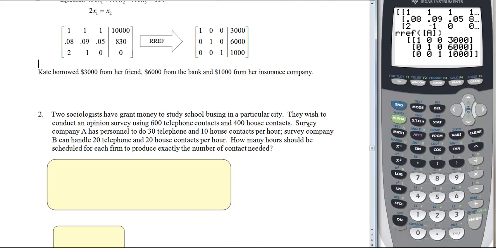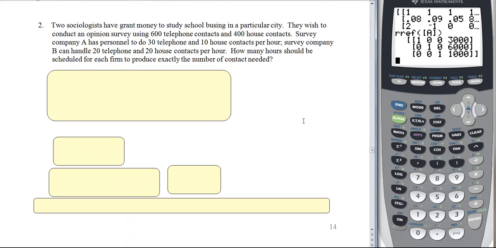Got a few more. Two sociologists have grant money to study school busing in a particular city. They wish to conduct an opinion survey using 600 telephone contacts and 400 house contacts. Survey Company A has personnel to do 30 telephone, 10 house contacts per hour. Survey Company B can handle 20 telephone and 20 house contacts per hour. How many hours should be scheduled for each firm to produce exactly the number of contacts needed?